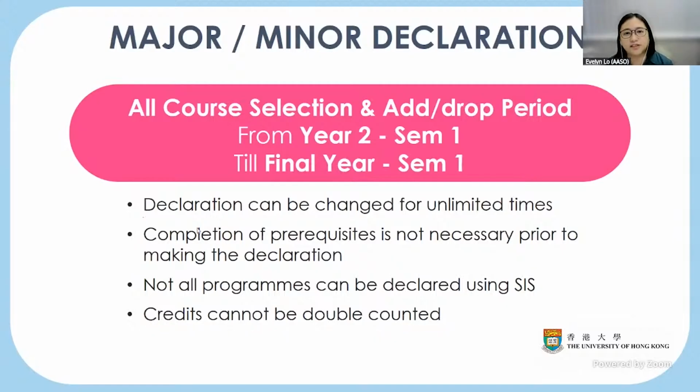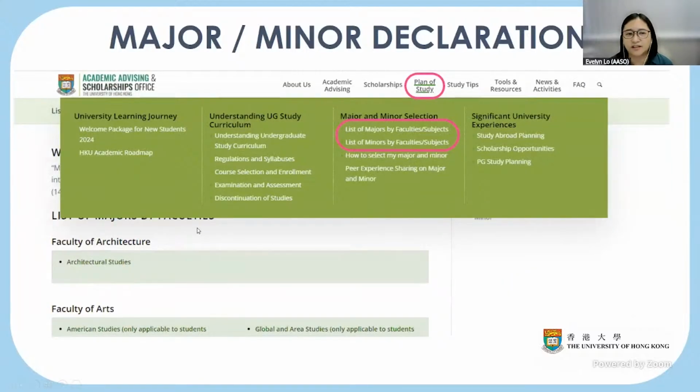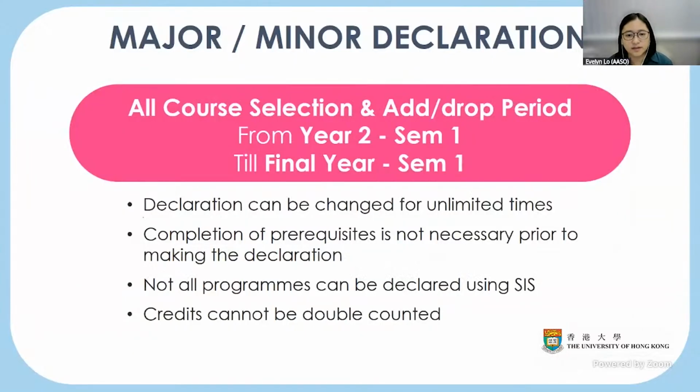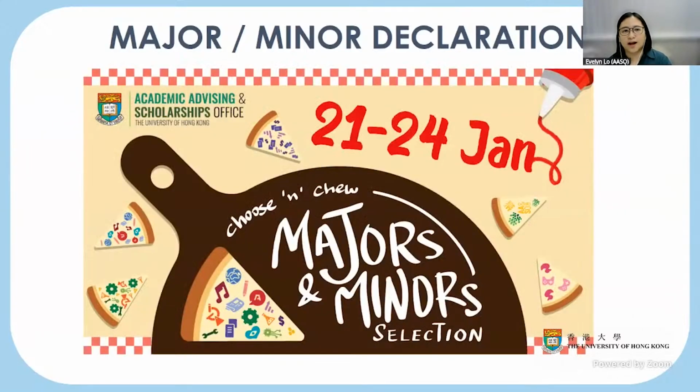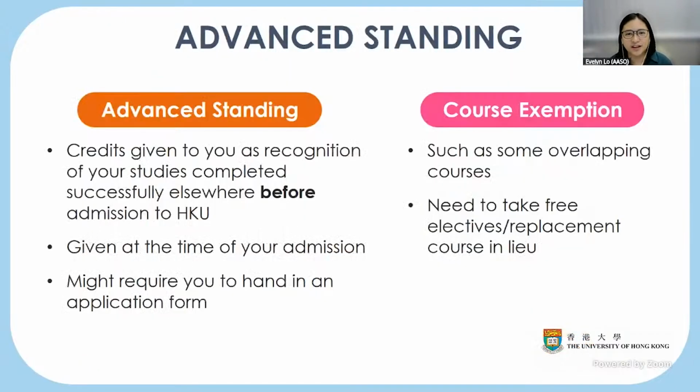And if you would like to check the list of majors and minors on our website, under plan of studies, you can see the list of majors and minors by faculties. And we will also have a major minor selection event usually during the first week of the add drop period of the 2nd semester. And do come and join us if you would like to know more about major minor declaration.